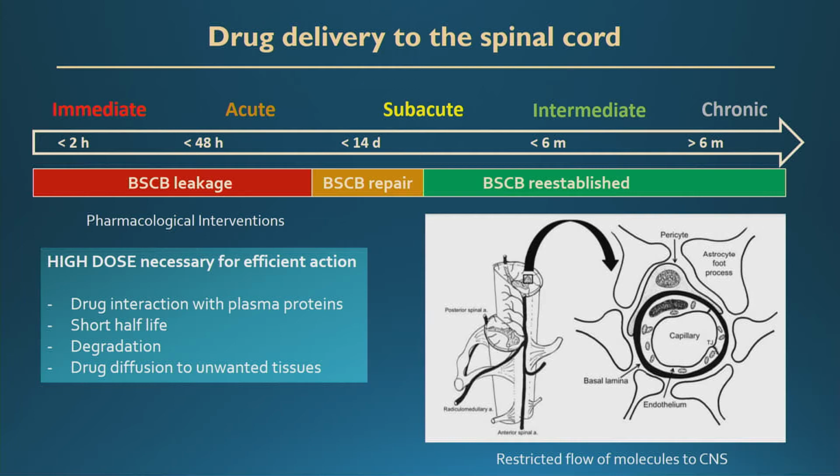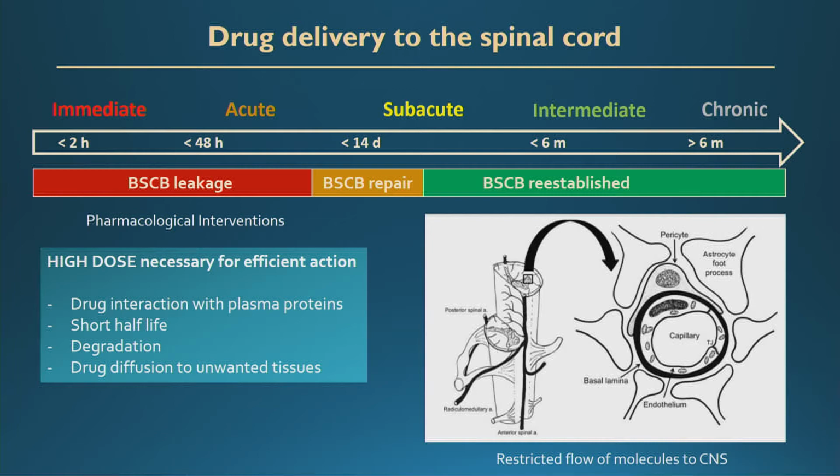What happens after spinal cord injury is that during those initial phases that I mentioned, this barrier is actually compromised because there's disruption of the blood vessels. So we have an opportunity to access the cord. But again, we need to have a high dose of the drugs to potentially reach the lesion site.